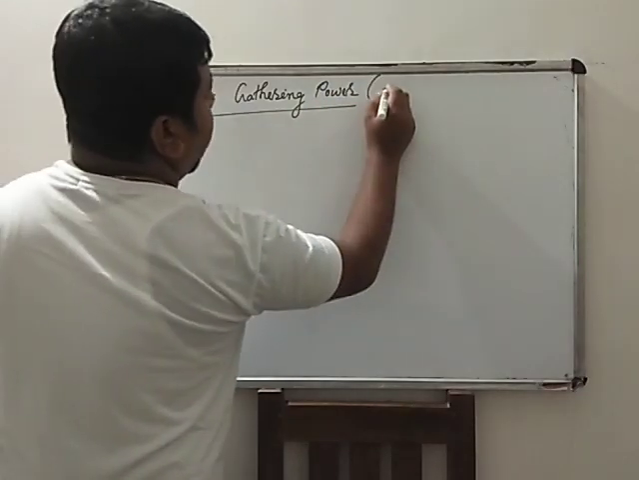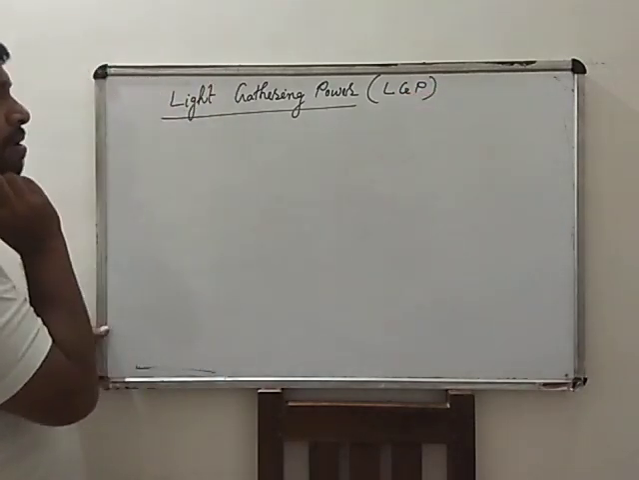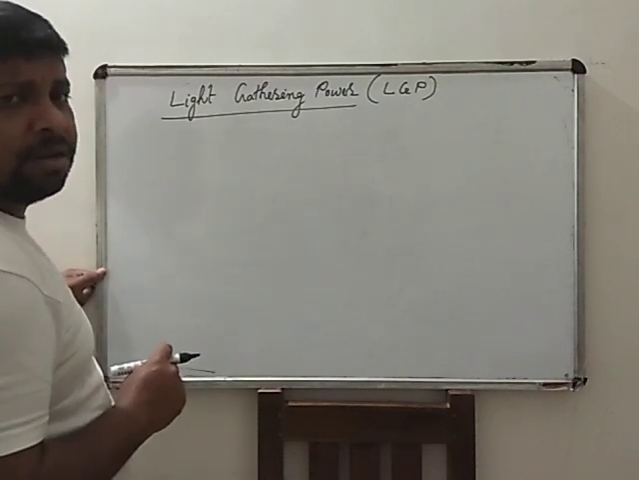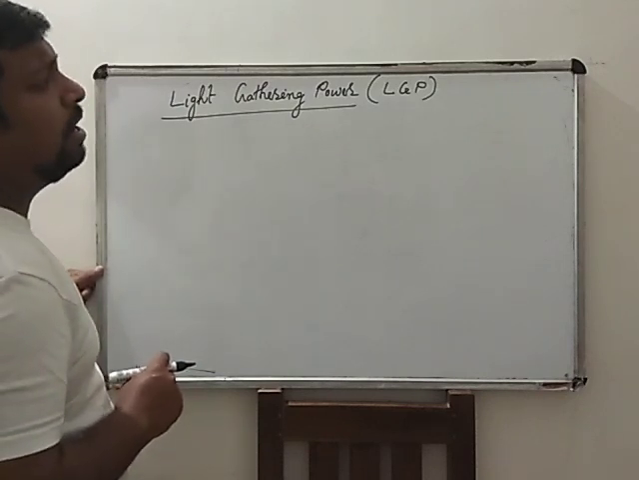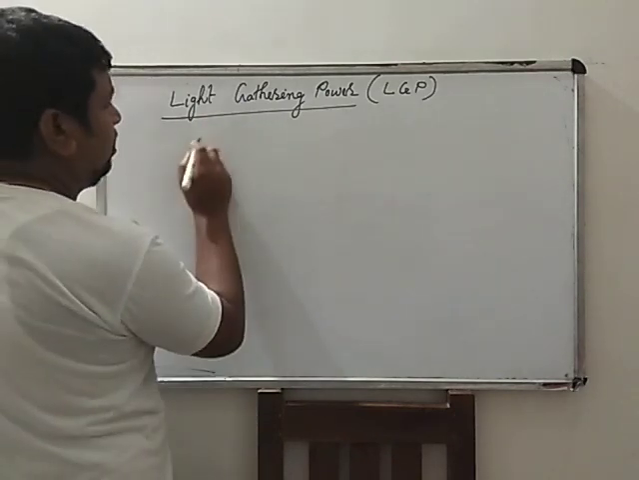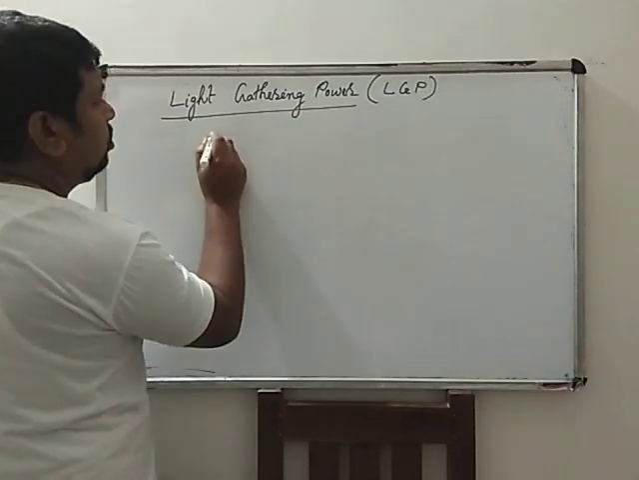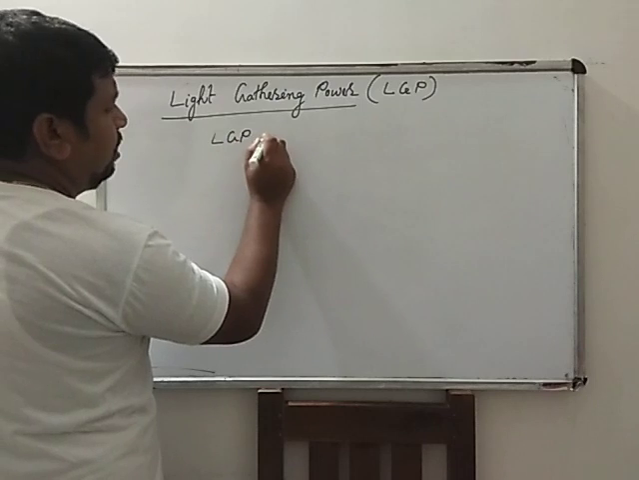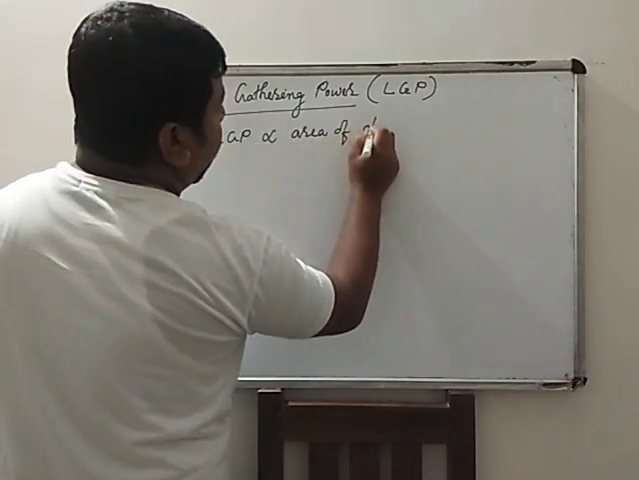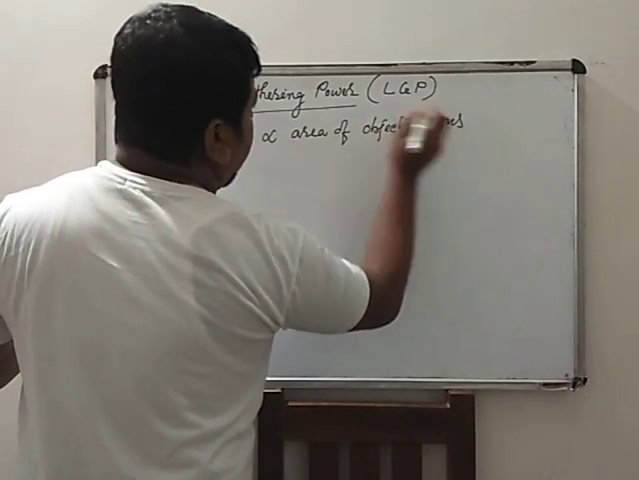What is light gathering power, which we call LGP? Light gathering power is the brightness of the image formed by the telescope. So this LGP is directly proportional to the area of the objective lens.